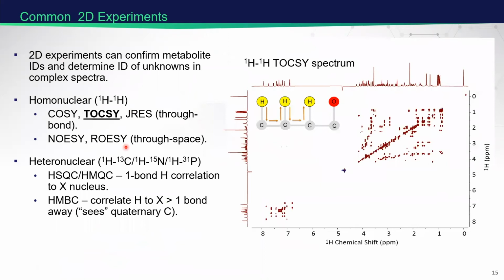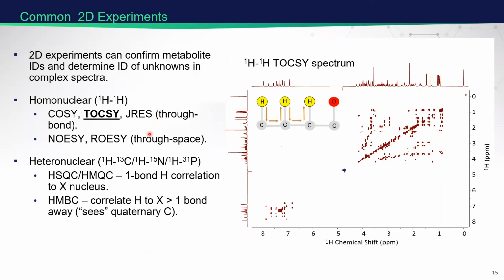So I want to show some common 2D experiments that are used quite often in NMR and show you some of the information we can get from them. Because we use these to do structure elucidation, and so of course these are good to identify molecules in complex mixtures, especially if we already know where the chemical shifts are going to be or should be.